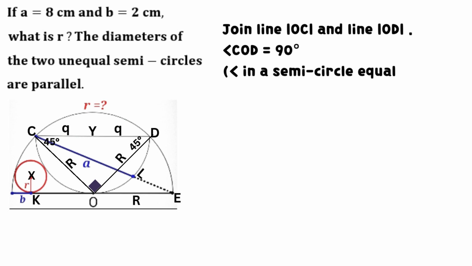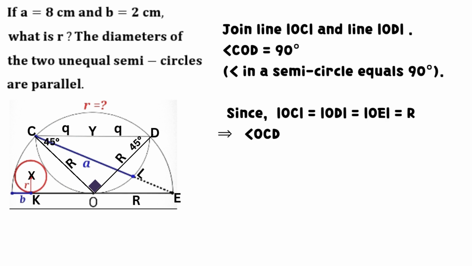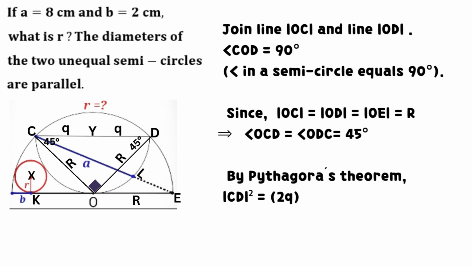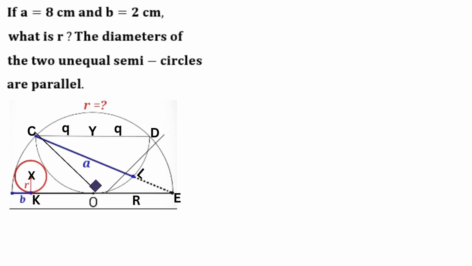Join line OC and line OD. Angle COD equals 90 degrees. Since line OC equals line OD, which equals line OE, each of these lines equals R. It implies that angle OCD equals angle ODC, which equals 45 degrees. By Pythagoras' theorem, the square of line CD equals the square of 2 times Q, which equals 2 times the square of R as shown. It implies that 4 times the square of Q equals 2 times the square of R.